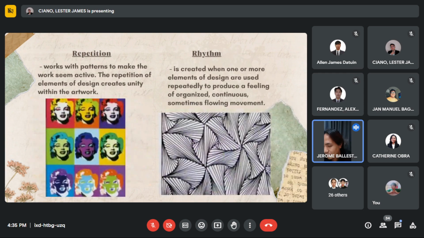Next, we have there the repetition. Repetition, we use the repetition of patterns, paulit-ulit na patterns. Okay? Magkakaiba man siya ng color, but it has a same pattern, then that's what we call repetition. Kasi pag sinabi natin repetition, repeatedly used patterns. Okay? So, those are the key elements.